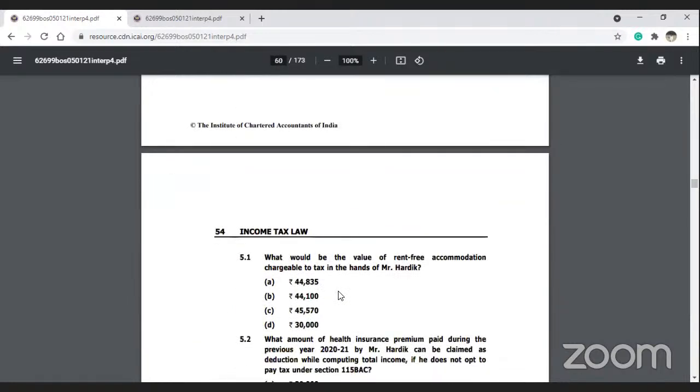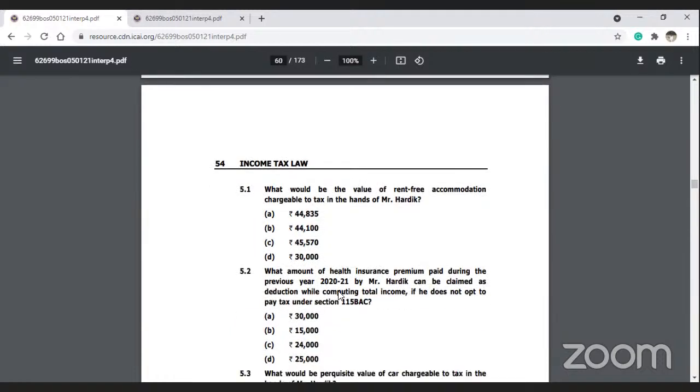First thing, this is of 115 BAC. So we'll do only the extent which is possible for us. No, we can do complete, na, even if they are comfortable. Yeah, we can.